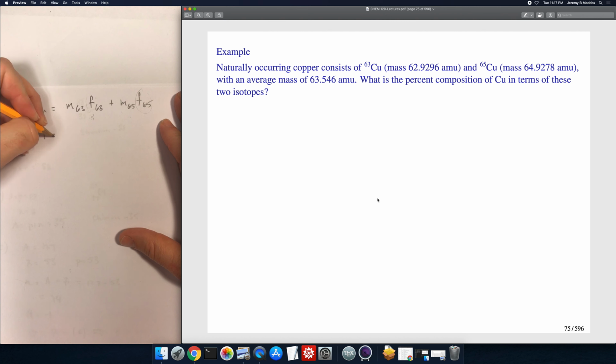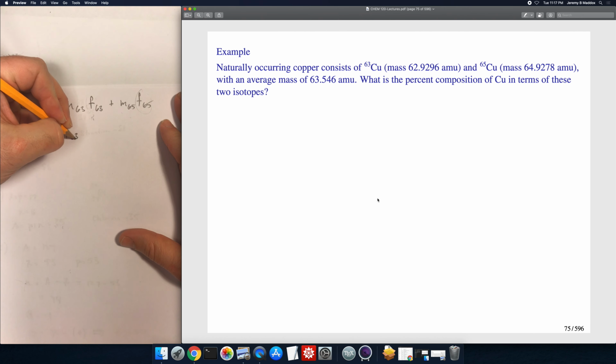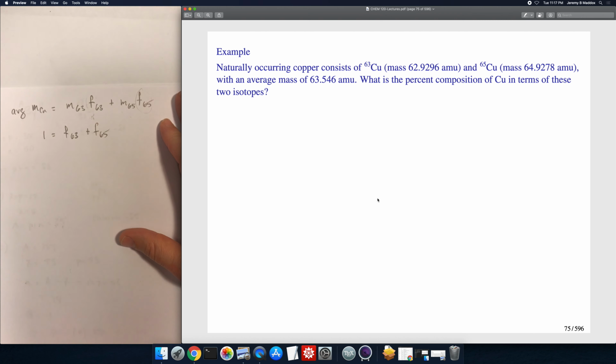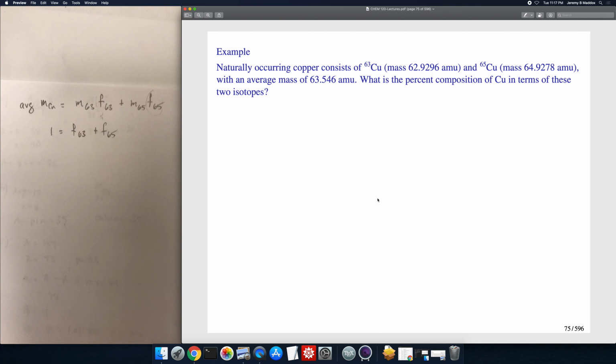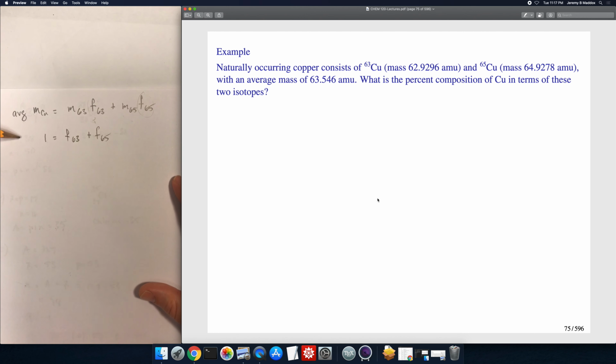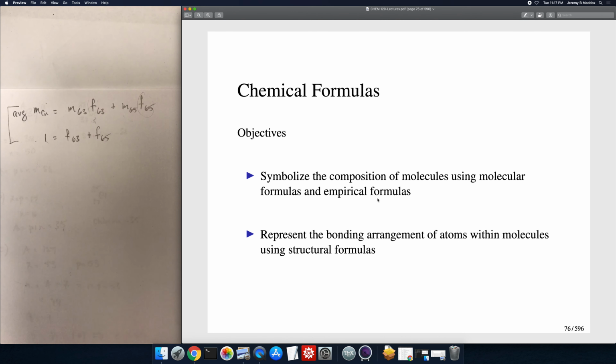Right? So 1 will equal F63 plus F65. This is true of all fractional compositions. Okay? So in this case, we have a second equation. So now we have 2 equations and 2 unknowns. You need to substitute this equation into that equation for one of these 2 variables, and then find the other, and then you can back substitute into this equation to get the other unknown. So I'm going to leave that as an algebra exercise for you guys, and I'm going to go ahead and stop the video here, and we'll pick up with chemical formulas in the next one.